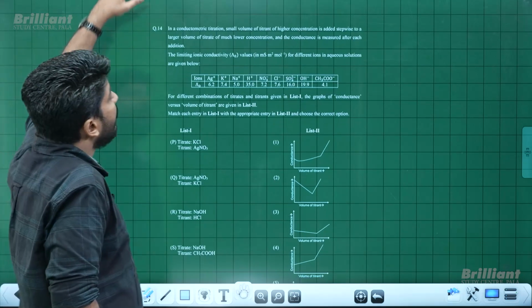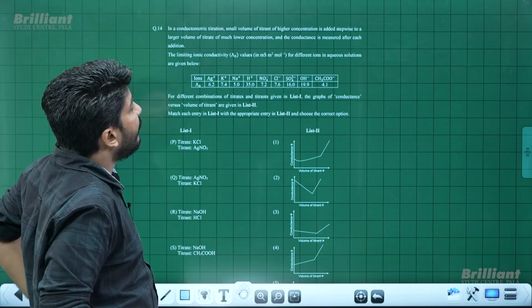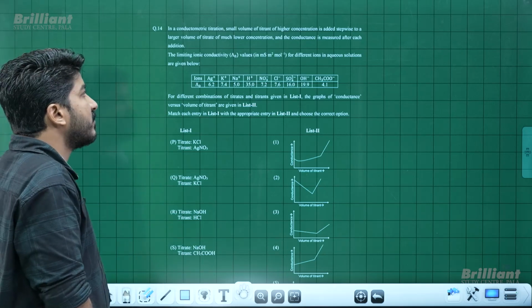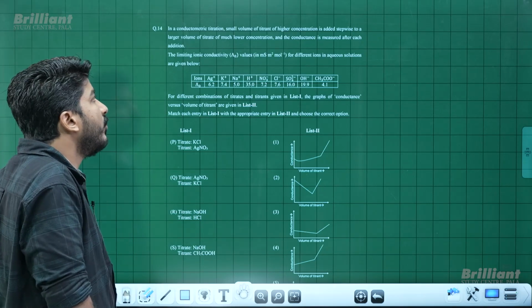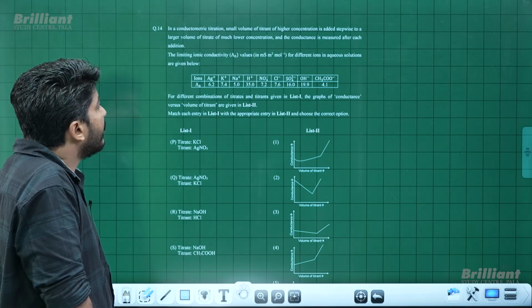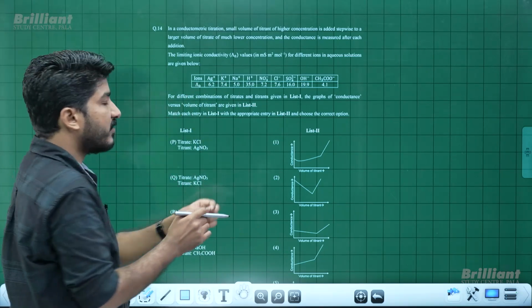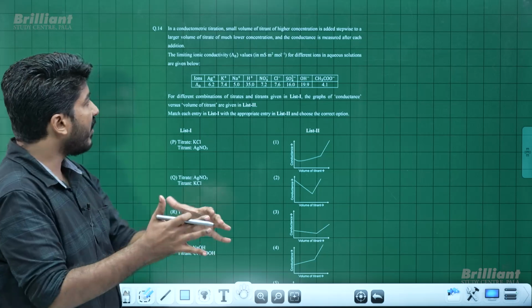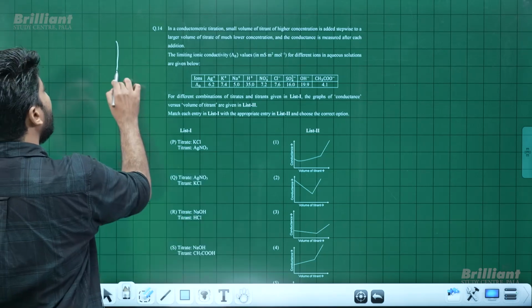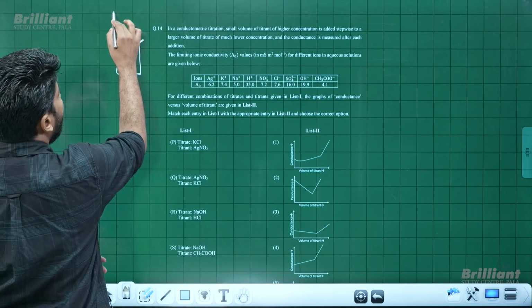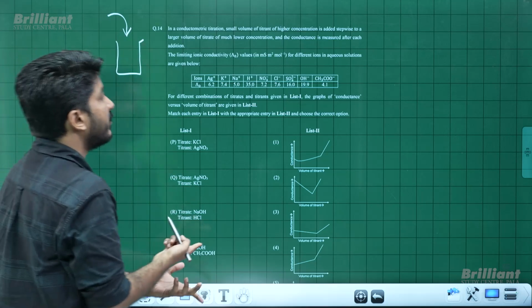Let's see, in a conductometric titration, a small volume of titrant is added stepwise to a large volume of titrate. They are clearly mentioning that the titrant has high concentration and it's added dropwise, and the titrate we have in the beaker, and we are adding titrant into it.